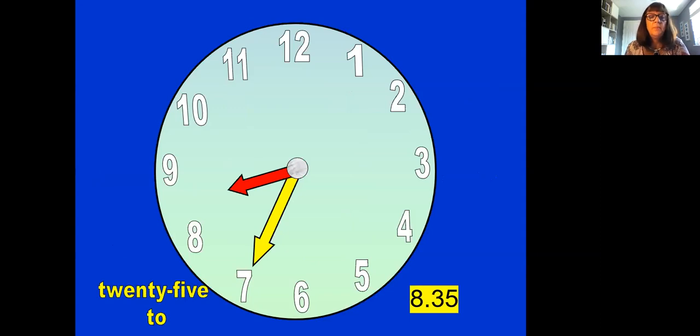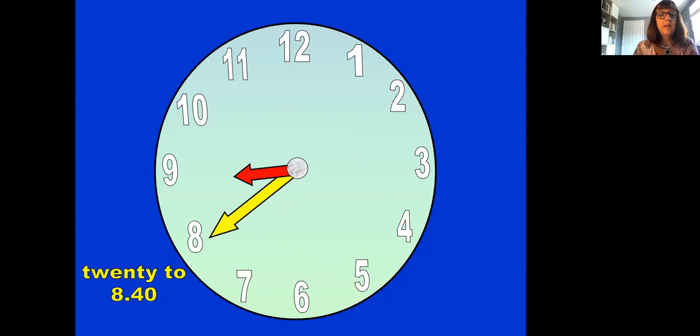Here's another one. It's gone past the number 8. How many minutes past has it gone? Let's count in fives. 5, 10, 15, 20, 25, 30, 35. So it's 8:35, but you could always count going backwards. So this is 5, 10, 15, 20, 25. 25 minutes to 9.